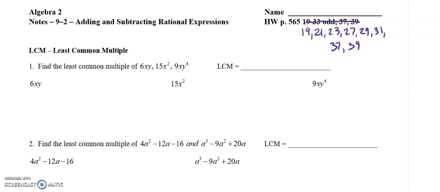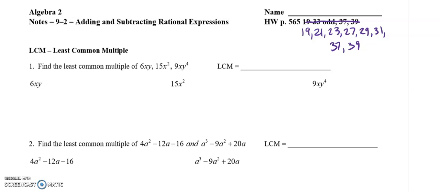Hello, everyone. Today we're working on adding and subtracting rational expressions. So adding and subtracting fractions, essentially, but they'll be a little bit more complicated with some variables involved. First thing we need to talk about is the least common multiple. Least common multiple is important because we'll use that as our least common denominator when we're adding those fractions.